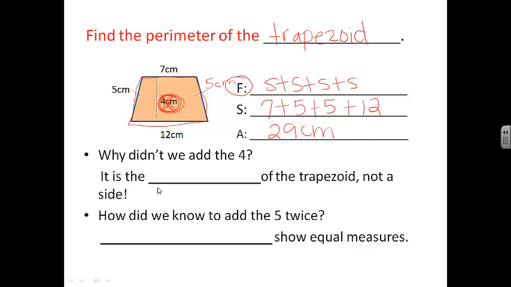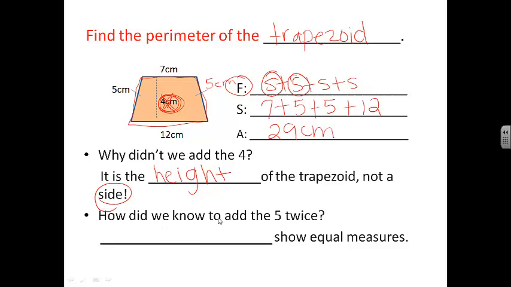Okay, why didn't we add the 4? We just talked about it. It is the height of the trapezoid, not a side. Okay, so S means side. So it's not a side, so we don't add it in there.